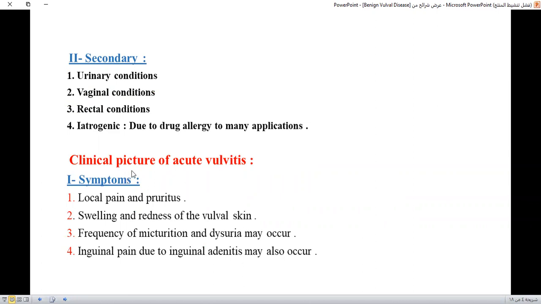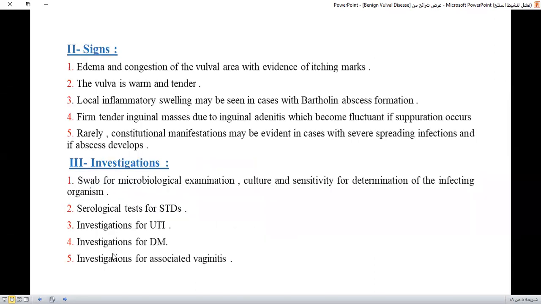What are the clinical symptoms of acute vulvitis? Local pain, pruritus, redness and swelling, frequency of micturition and dysuria, and inguinal pain. Signs: edema and congestion. The vulva is warm and tender. Local inflammatory swelling, such as Bartholinitis abscess. Tender, firm inguinal mass due to inguinal adenitis. And rarely constitutional manifestation may be evident in cases with severe spreading infections and if abscess develops.